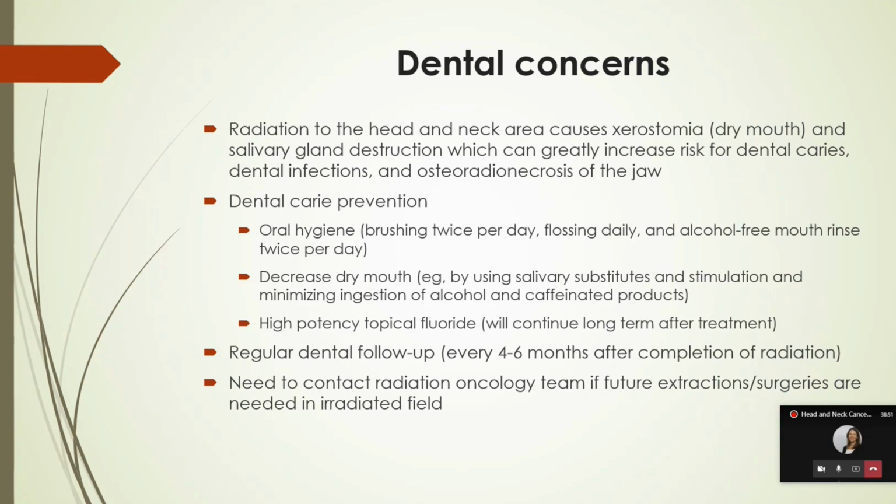There are several things that can be done to help prevent dental caries. Good oral hygiene is helpful: brushing twice a day, flossing daily, and using an alcohol-free mouth rinse twice a day. Decrease dry mouth, because dry mouth or xerostomia tends to be especially a long-term effect of going through radiation. There are several types of salivary substitutes, things to help stimulate saliva production, and minimizing ingestion of things like alcohol and caffeine, because those can increase dry mouth.